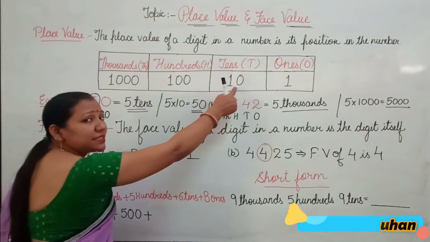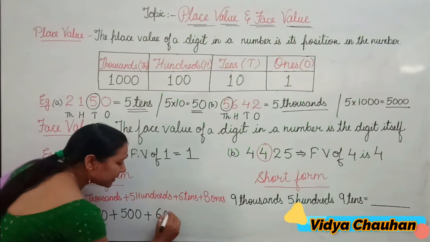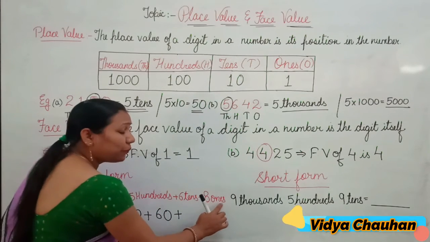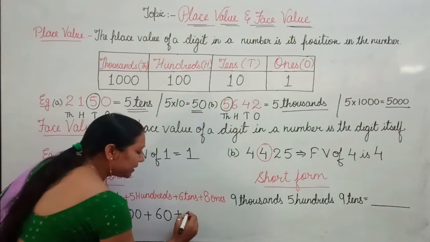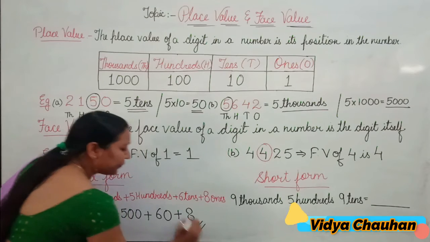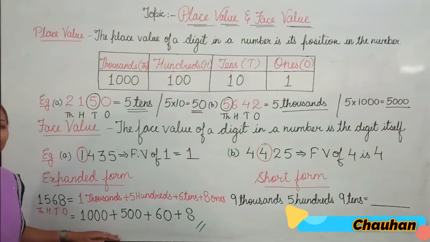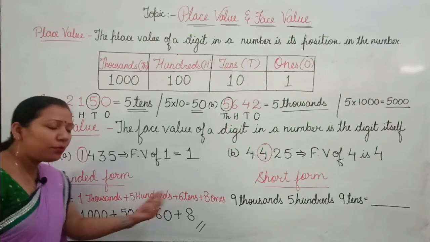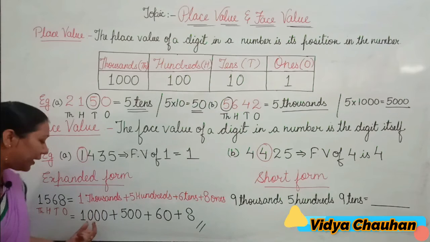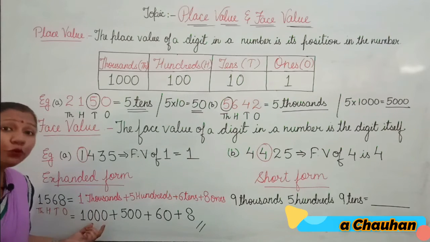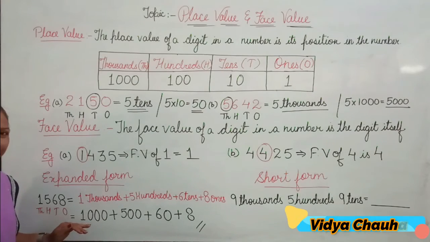Plus 6 is at tens place. What is the value of tens in numerical form? 10. So 6 multiplied by 10 is 60. Plus 8 is at ones place, so ones place means 1. So what are 8 ones? 8. So these are the two different ways of expressing the same number in its expanded form. One is in the word form and the second in its numerical form according to its position. For writing this expanded form, you should know the place value of the digits. Right students?